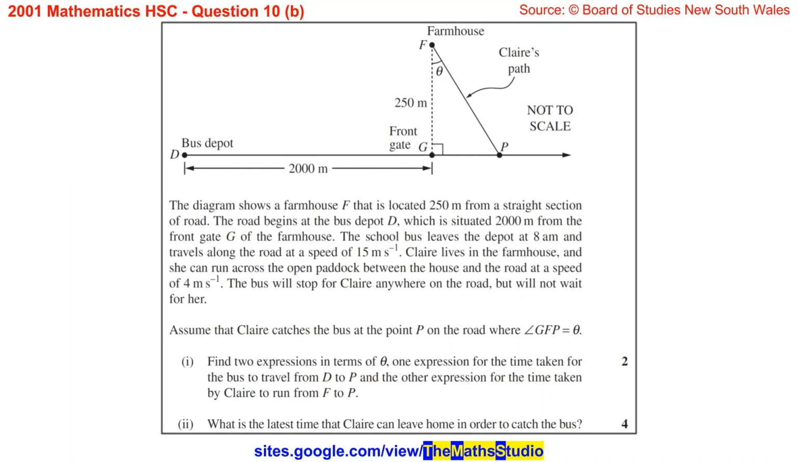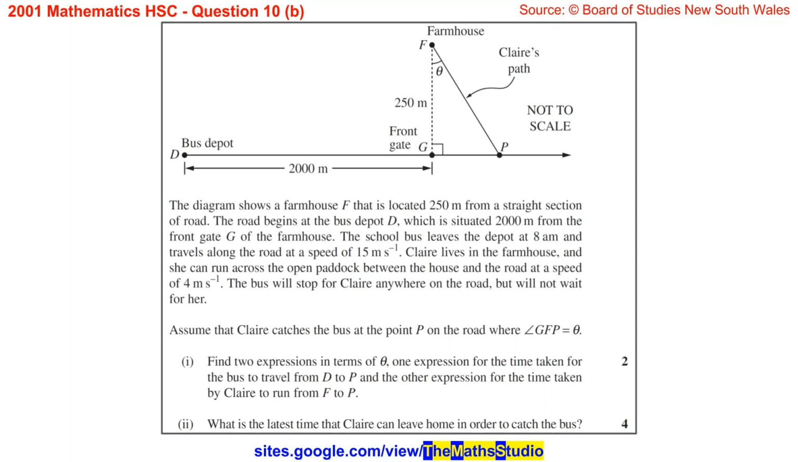Question 10b. The diagram shows a farmhouse, F, that is located 250 metres from a straight section of road. The road begins at the bus depot, D, which is situated 2,000 metres from the front gate, G, of the farmhouse. The school bus leaves the depot at 8 a.m. and travels along the road at a speed of 15 metres per second.